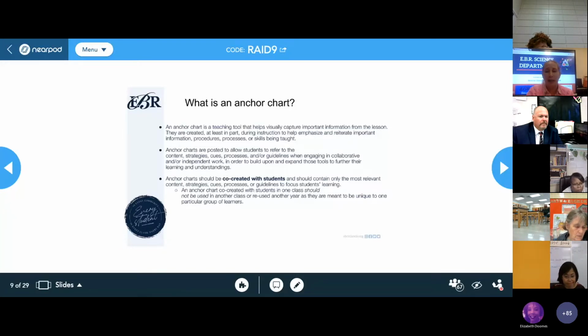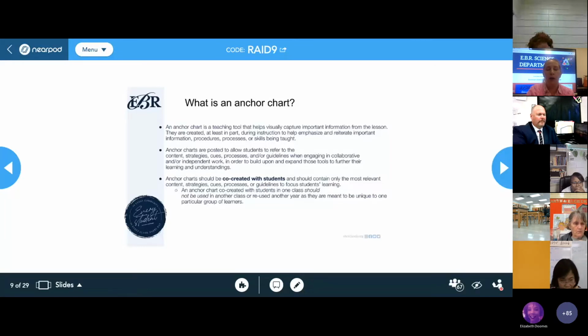So if you have 6 classes, even if they're all 6th grade science, then you should have 6 different anchor charts. Every anchor chart should be unique to that class. Students gain ownership when they see their work up there, but they also like seeing the other classes' work as well. And when you look at it day in and day out, you're more likely to become more familiar and the concepts are more likely to stick. They should be co-created with students and contain only the most relevant content, strategies, cues, processes, or guidelines. So you want to get the meat of the lesson.